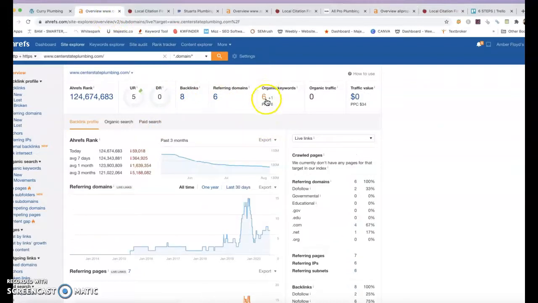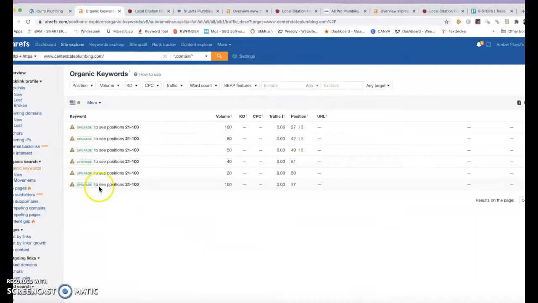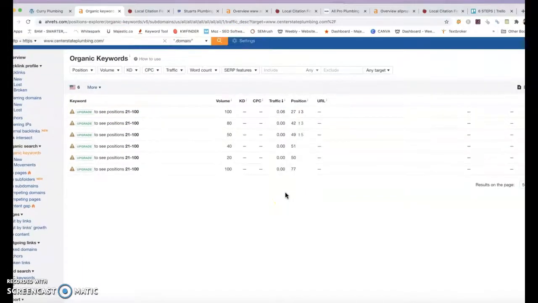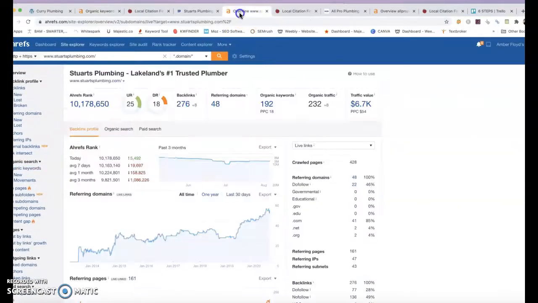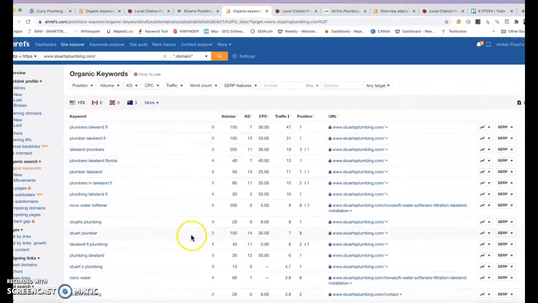Another thing that kind of helps to put things in perspective is what's called keywords. I'm not showing the type of keywords that you have. Showing you have 6, but it's not actually showing what the keyword is. So I'll go to Stewart's Plumbing. They have 192 keywords, and that just means, for instance, when someone Googles plumbers in Lakeland, Florida, they show up as number 1 in that position. It looks like the volume for plumbers in Lakeland, Florida is 100, which means 100 people are Googling plumbers in Lakeland, Florida a month. So they're coming up number 1, which means this is the amount of leads they're getting in the door, pretty much, that are available to them. People are seeing them first.